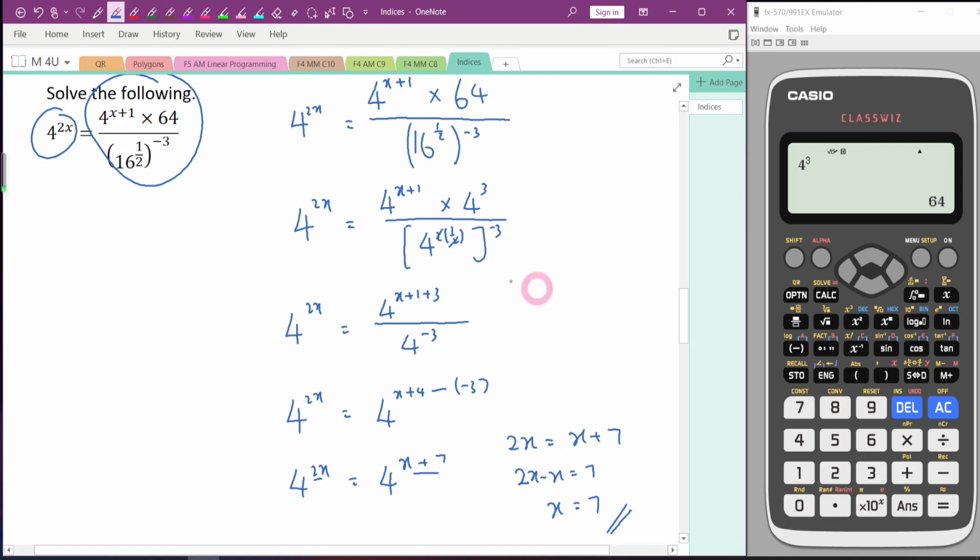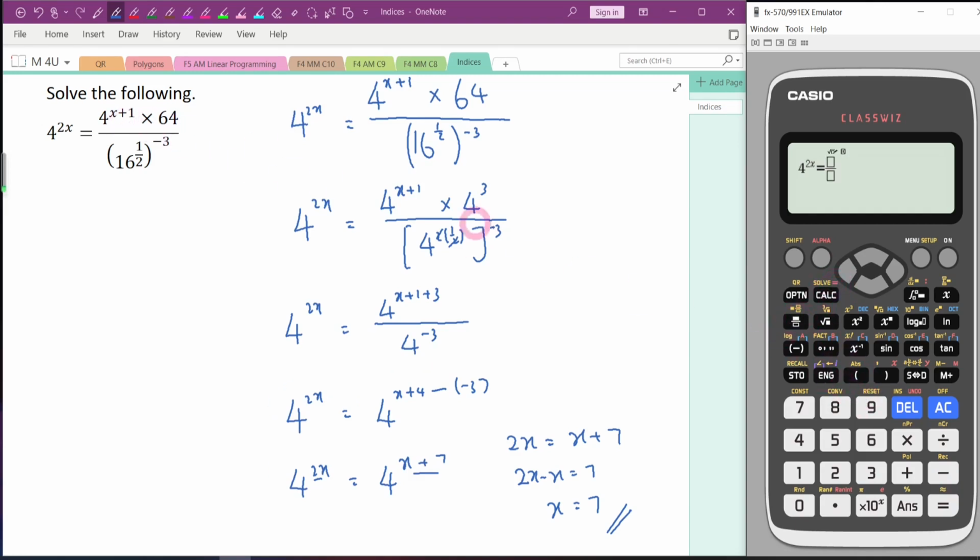Another way is to key this whole thing into our calculator and ask our calculator to help us check the answer, solve for it. But this one, you might face some problem here because it's quite complicated. Let me key in all this into our calculator first, see what happens when we ask our calculator to solve for us. 4 power 2x equal, you cannot press this equal, you have to use this equal, which is printed in red color.